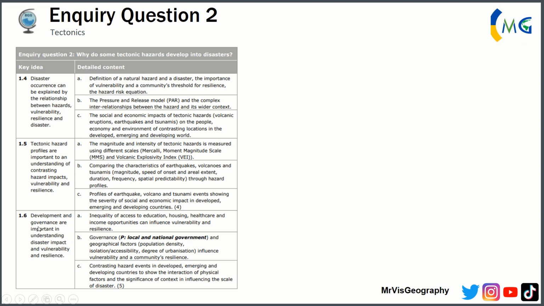And that's where we really tackle a concept called governance. Good governance. How does a good government reduce the risk of a disaster? There's a big link between good governance and lack of disasters. There we have a look at the different types of governance: local, national, regional, supranational, like the EU, for instance. And then we look at contrasting events.